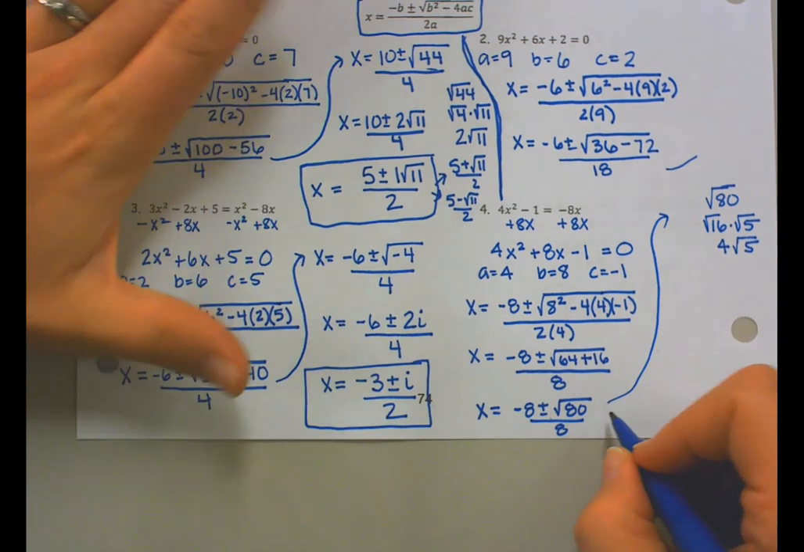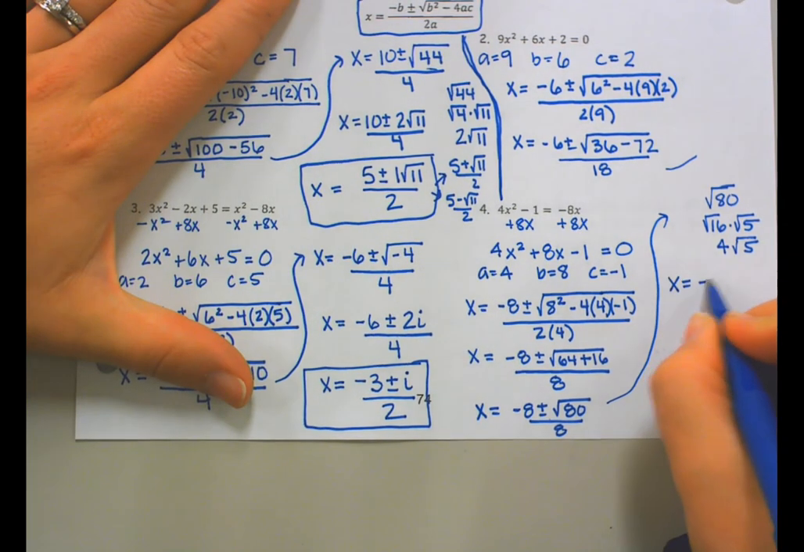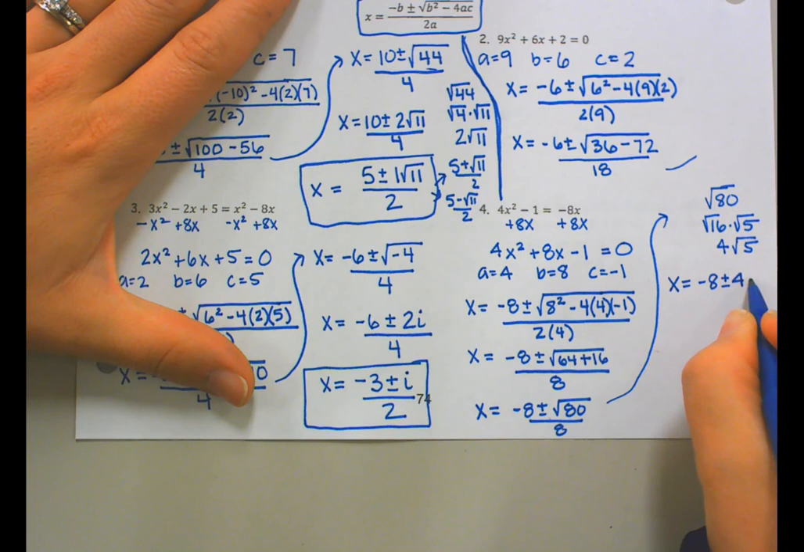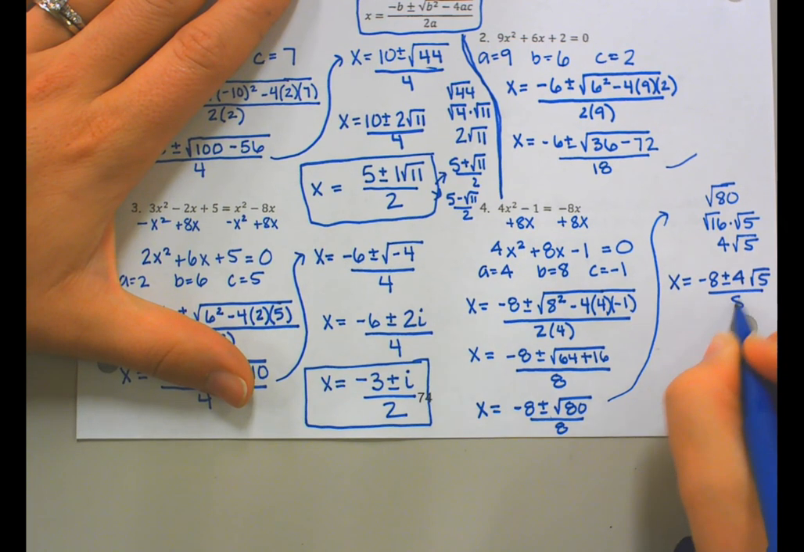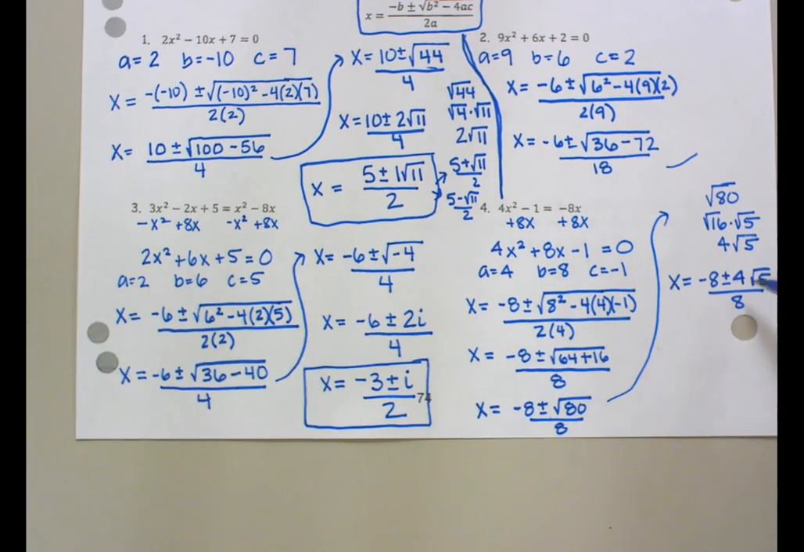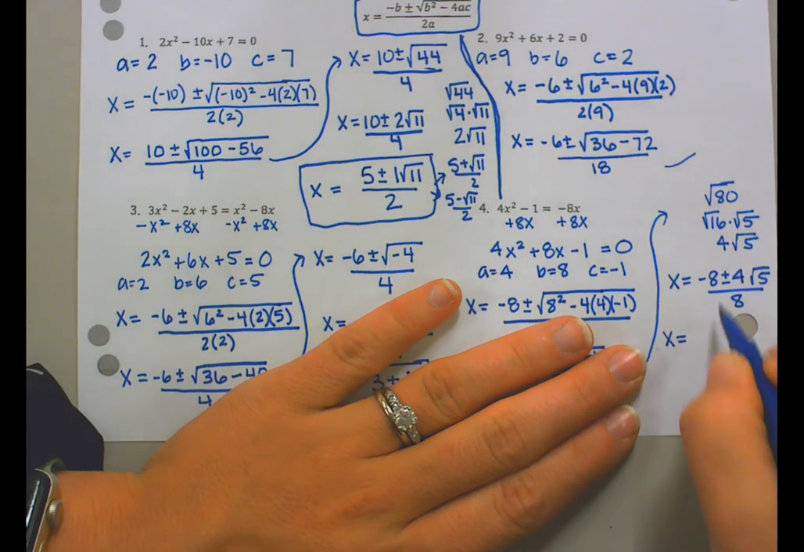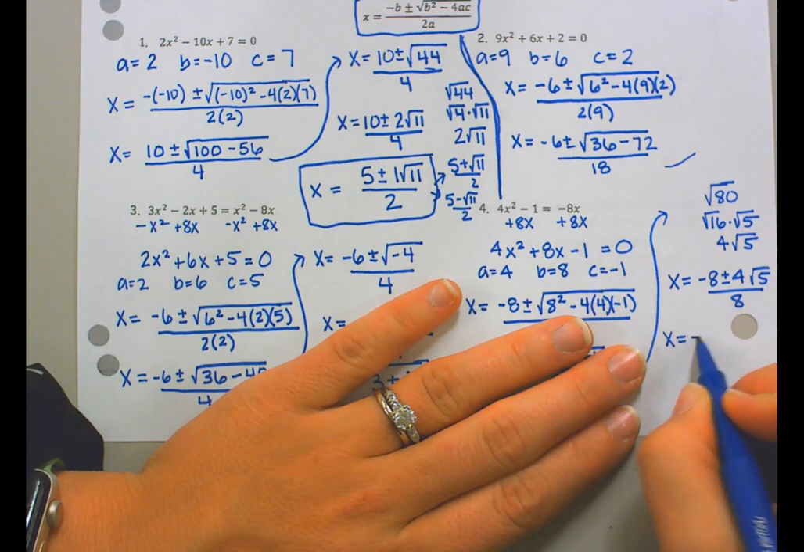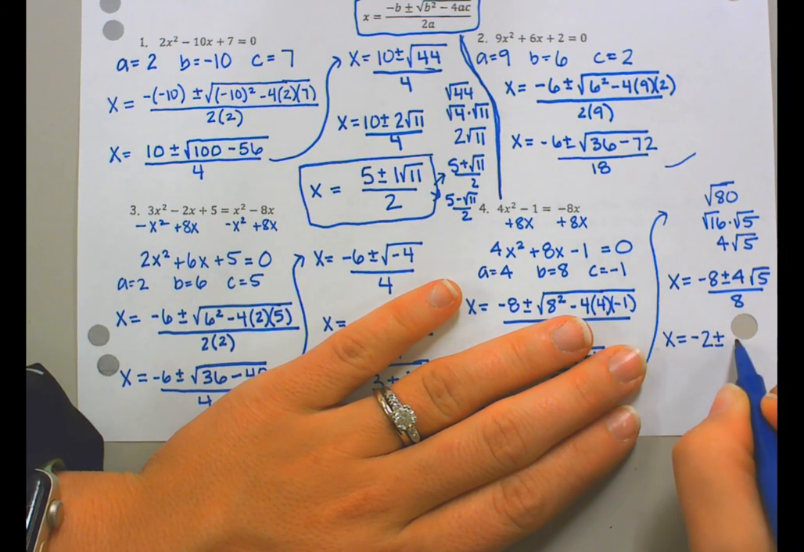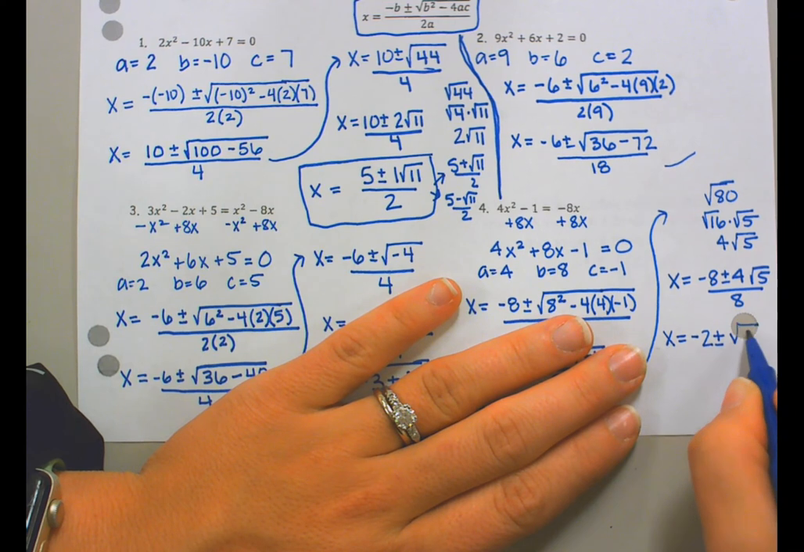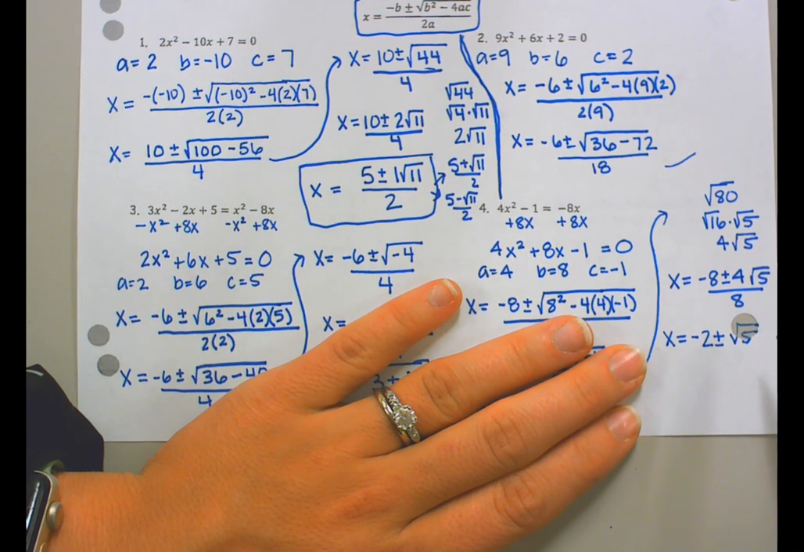So now I'm going to rewrite this as x equals negative 8 plus or minus 4 square root 5 over 8. And now that I have a number on the outside, I can divide each of these numbers by something they have in common. So 8, 4, and 8 are all divisible by 4. So I'm going to reduce it by dividing by 4. Negative 8 divided by 4 is negative 2. 4 divided by 4 is 1. So this is just 1 square root 5. Remember that square root cannot be reduced. We are not touching the square root of 5.